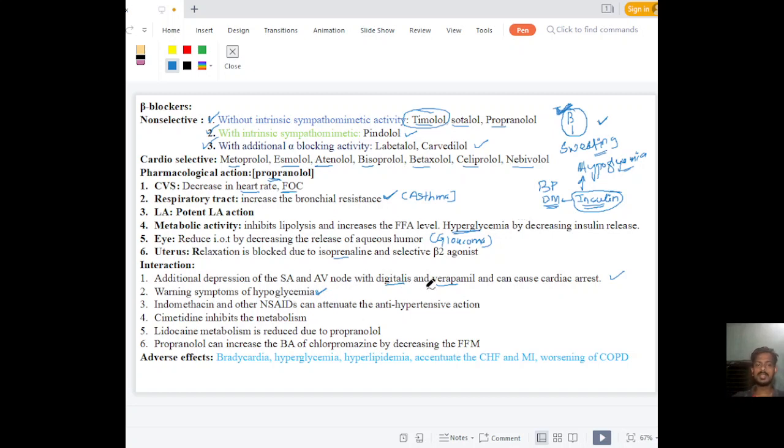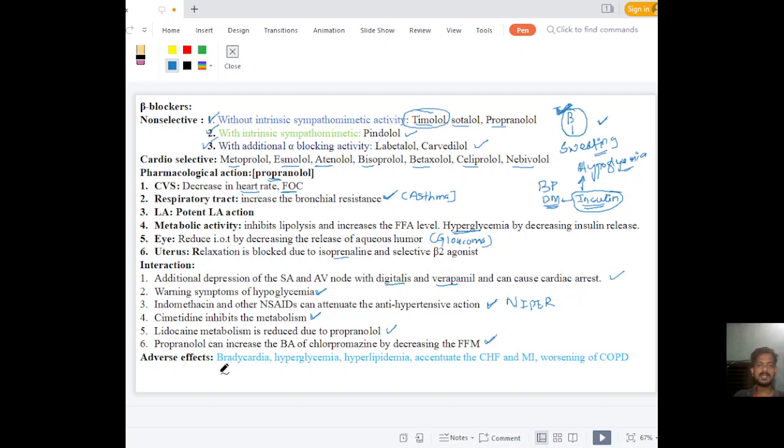Indomethacin and other NSAIDs can attenuate the antihypertensive action. This question was also asked this year in the exam. Cimetidine inhibits metabolism; lidocaine metabolism is reduced due to propranolol. Propranolol can increase the bioavailability of chlorpromazine by decreasing its first-pass metabolism.